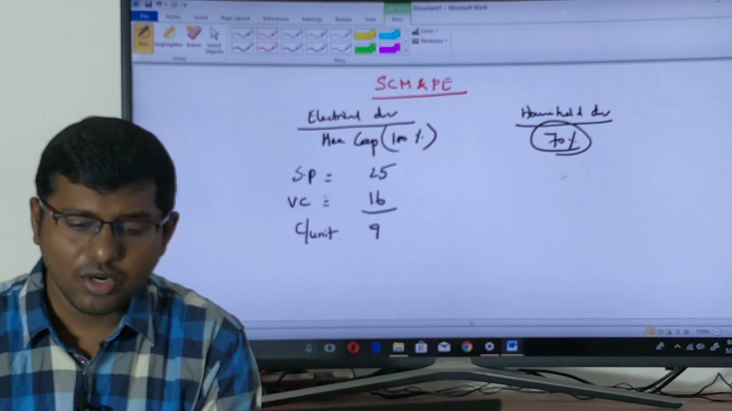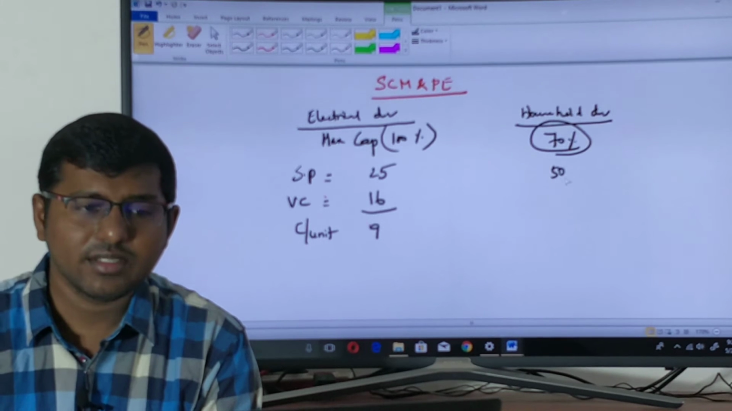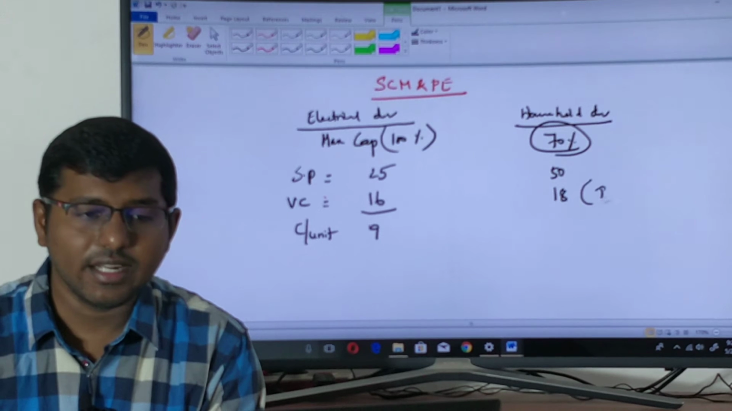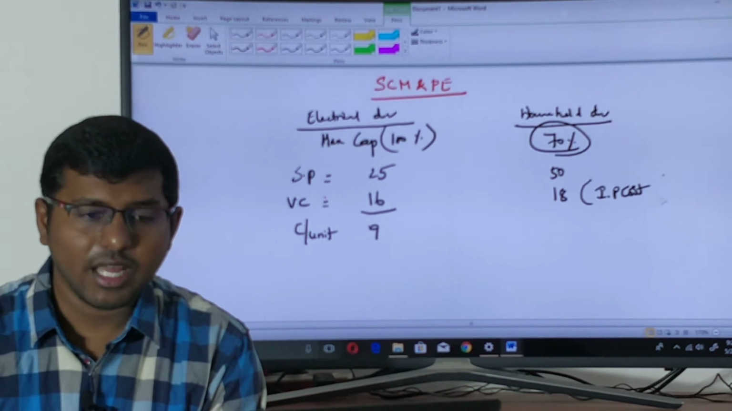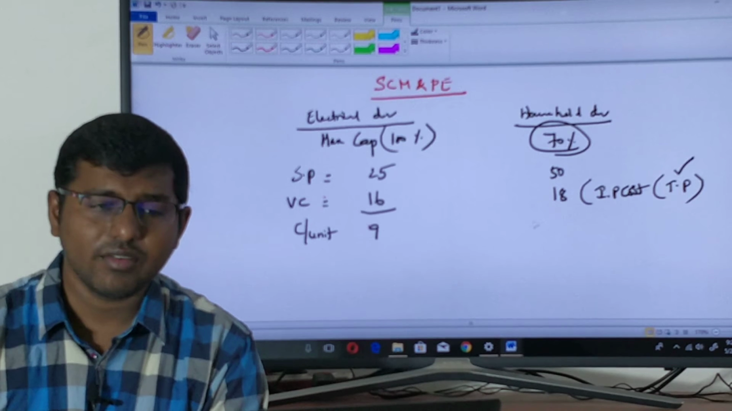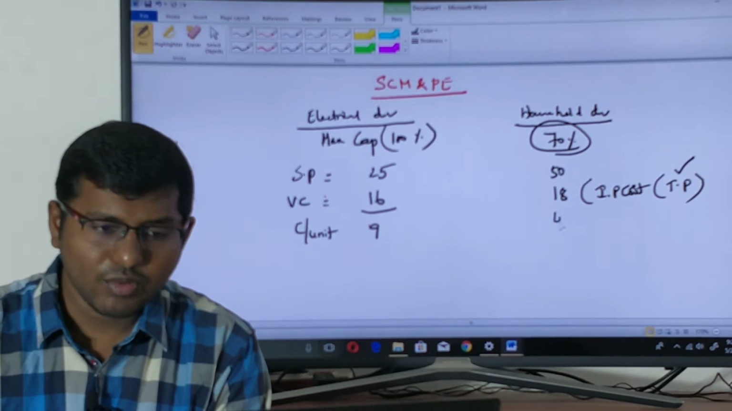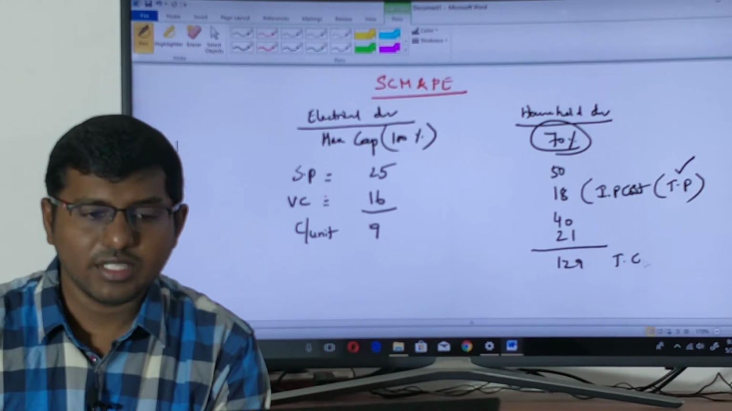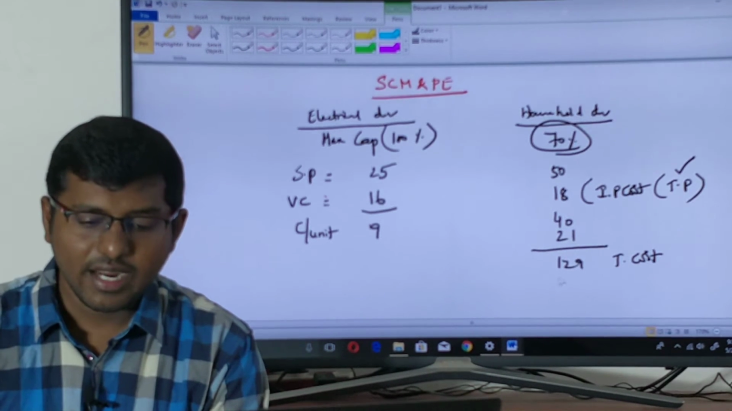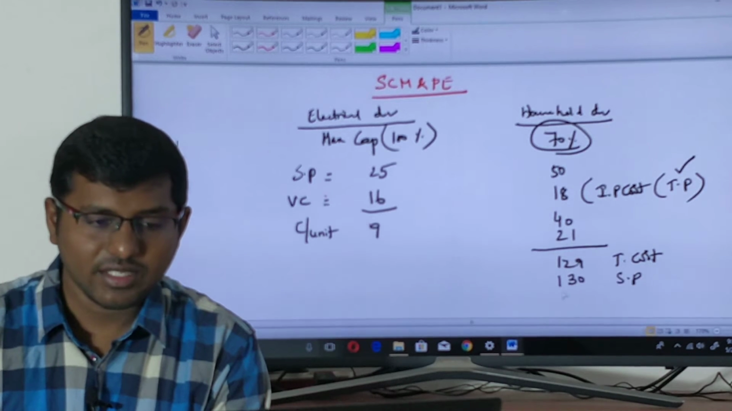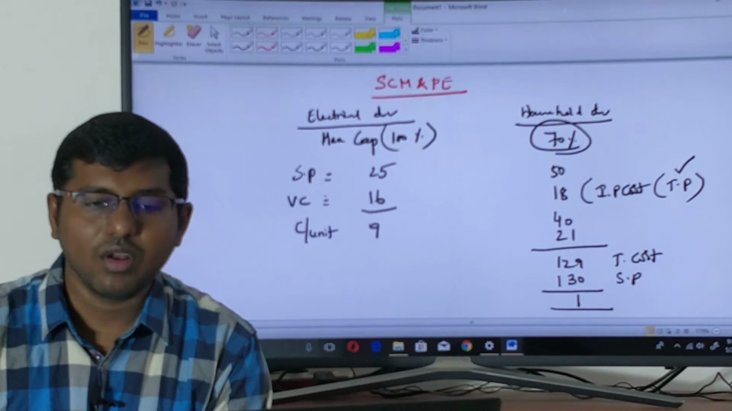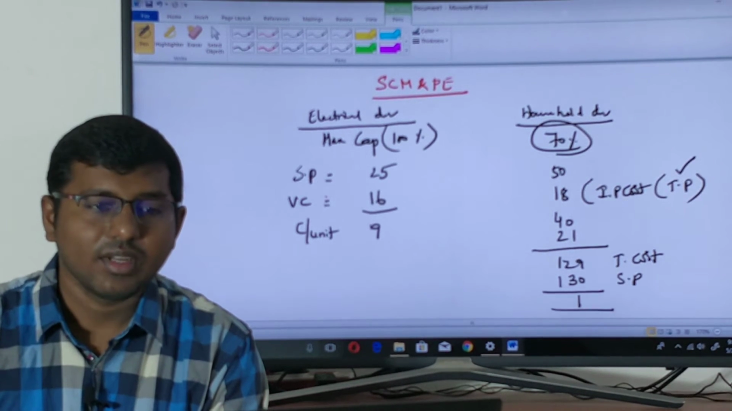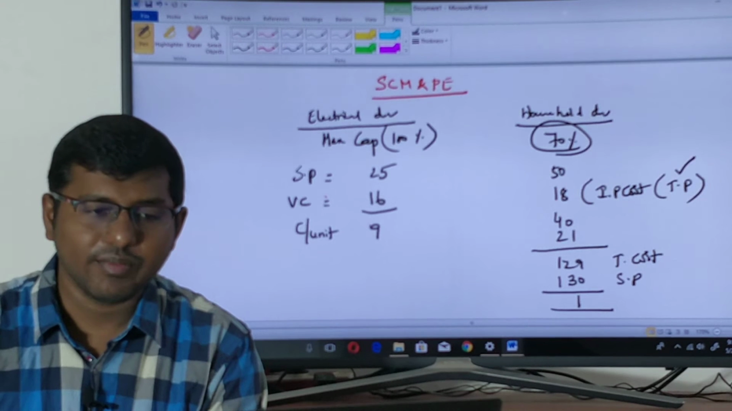Coming on to the household division, it's spending 50 rupees for purchasing the components. In addition to that, 18 rupees is the internal product purchase cost, which is nothing but the IP cost, which is nothing but the transfer price. Then 40 rupees is the variable cost and 21 is the fixed cost. So the total cost of the receiving division is how much? 129, and it's going to sell at 130, that is the selling price. So there will be a profit of only 1 rupee. That's the basic information, right guys? As you can see in the question, that's the basic information.